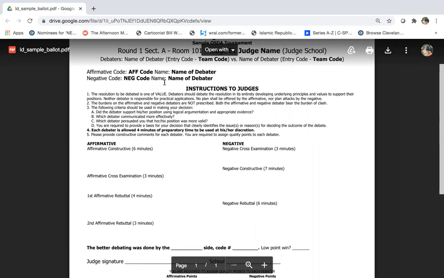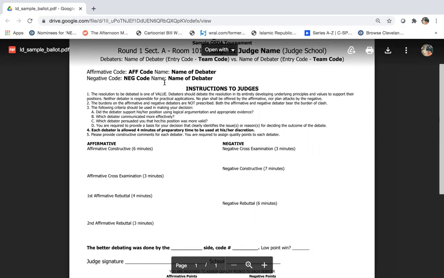Remember, they do not choose those positions. So what's your job as a judge? Well, I think it's really important that judges do a few things. The first thing that's important is that independent of this ballot, on a separate piece of paper, you should keep track of the arguments debaters are making.